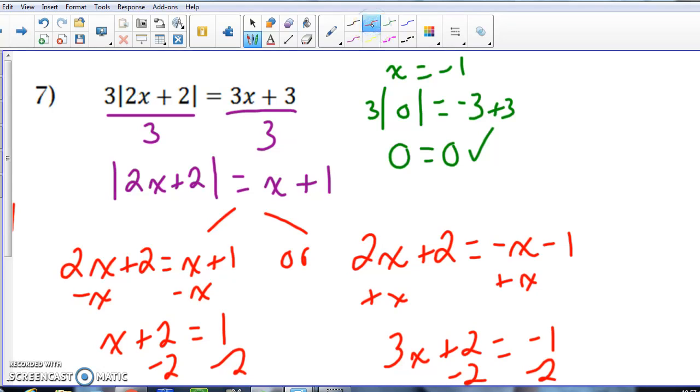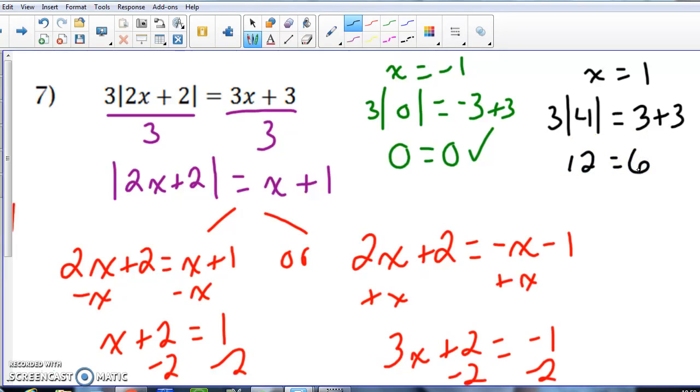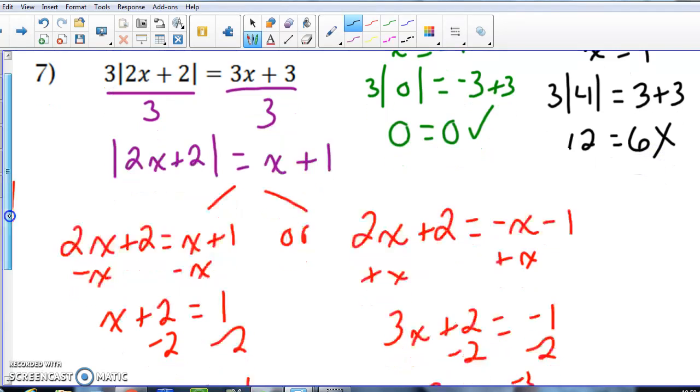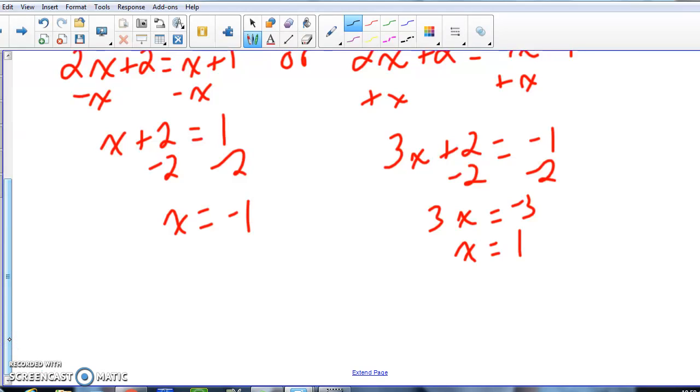I also have to check my other answer, which was a positive 1. So if I check x is positive 1, plug it in, I get 3 times 2 times 1 is 2, plus 2 is 4, and I get 3 times 1 is 3, plus 3. On this side, absolute value of 4 is 4 times 3 gives me 12. This side I get 6. This does not work. That's not true. I don't get the same thing on both sides. So in this case, that 1 was an extraneous solution, and my only answer is the negative 1.